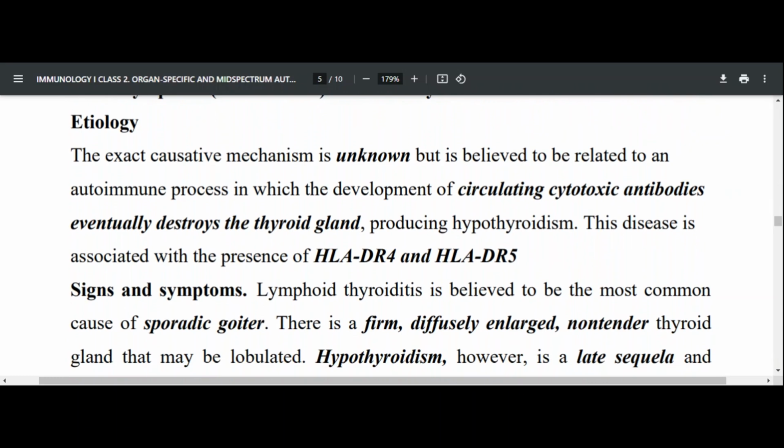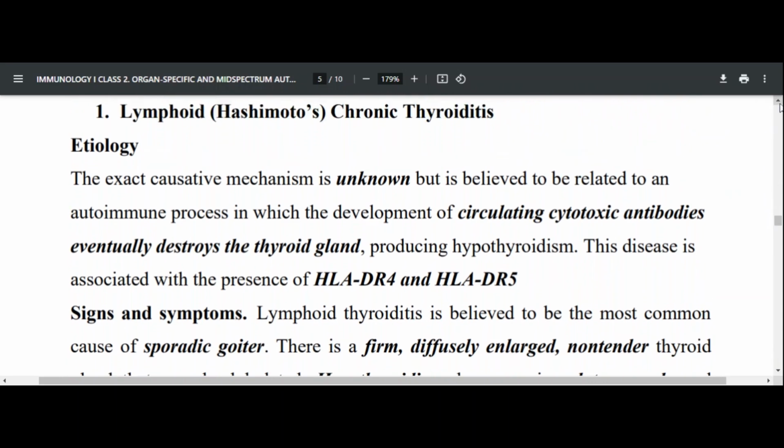The cause of Hashimoto disease is not known, but it is believed to be related to an autoimmune process in which the development of circulating cytotoxic antibodies eventually destroys the thyroid gland, producing hypothyroidism. So Hashimoto disease leads to hypothyroidism because of the destruction of the thyroid gland by cytotoxic antibodies. Those are the antibodies that are able to destroy cells.